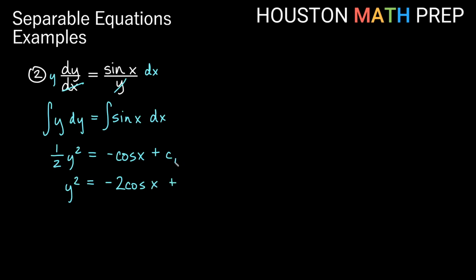Plus, what's 2 times a constant? Well, it's just some constant, so I'll just keep calling this c1. That's okay. And then the last thing I need to do is get rid of the square, right? So we'll really have y is equal to, remember, plus or minus on the other side, the square root of all this. I'm going to go ahead and write my positive term in the front again, so I'll say c1 minus 2 cosine of x. Okay, and that's our general solution for this equation.